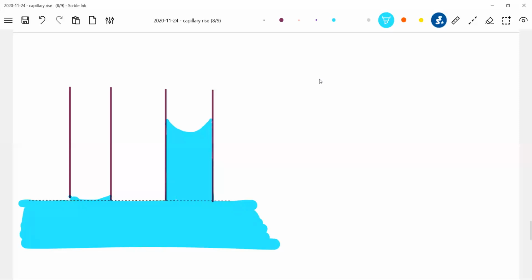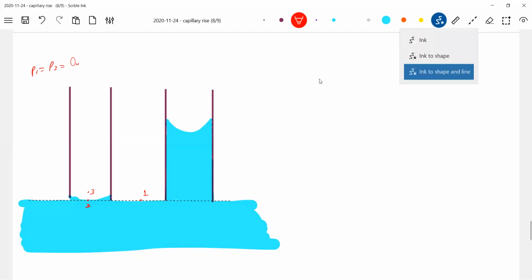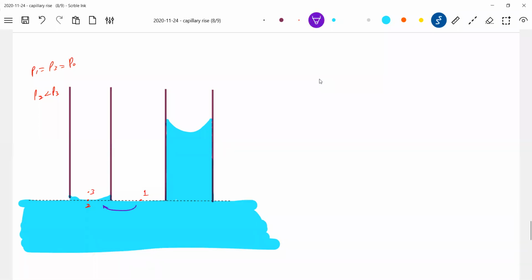Shall we give the same reason why the liquid will rise? So again, the idea is the same here. There's a point 1, there's a point 2, there's a point 3. So we are very sure that the pressure at 1 and 3 is equal to P naught. So pressure at 2 is less than P3. So therefore, what happened to the liquid? The liquid will rush. It will flow like this.